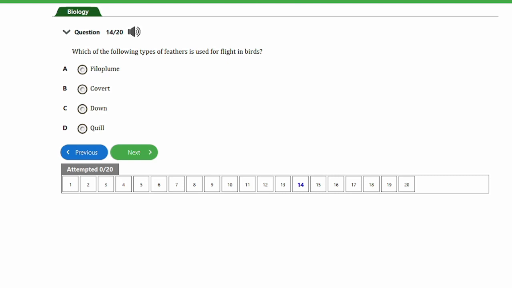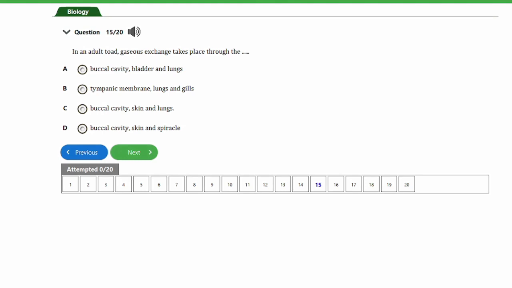Question number 14. It says, which of the following types of feathers is used for flight in birds? A. Filoplume, B. Covert, C. Down, D. Quill. So guys, the feather in birds that is used for flight is called the quill feather. The quill or flight feathers are the long, stiff feathers that are used for flight and steering in birds. So the answer to this question, guys, is option D. Let's look at the next question.